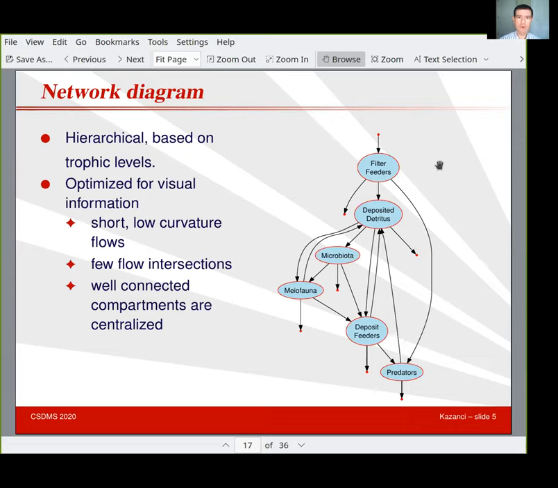And it's optimized for visual information. What that means is that the compartments that are well connected are going to be centralized. And there will be very few flow intersections, and you can see that there are none here because it was possible. But if you have a really large, complex model, then it's impossible to avoid them, but it will try to minimize those. Another property is short, low-curvature flows, so there are no sharp turns and it's going to be smooth. Those are going to be as low-curvature as possible, so you won't have a flow that just circles around to avoid an intersection. So it's very well optimized.